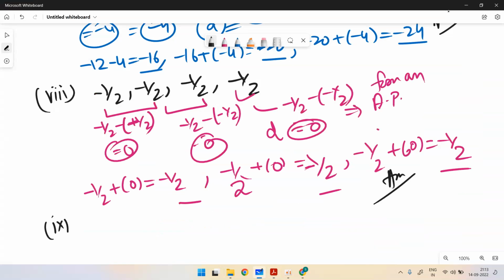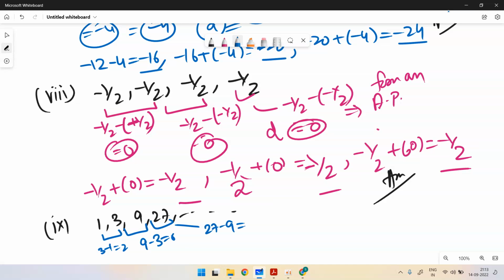Next is the ninth part: 1, 3, 9, 27, and so on. If you calculate the common difference, 3 minus 1 equals 2. Then 9 minus 3 equals 6, and 27 minus 9 is 18. Now you see that 2, 6, and 18 are all different. So the common difference is different, which implies that this does not form an AP.